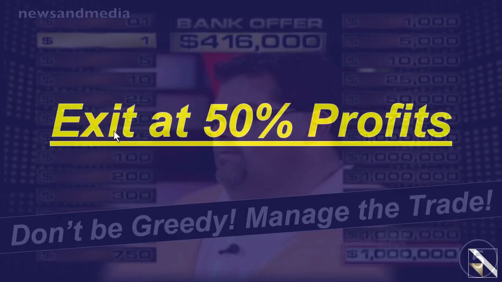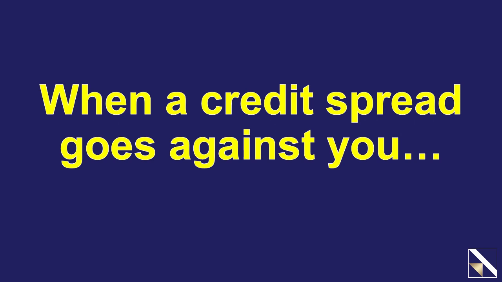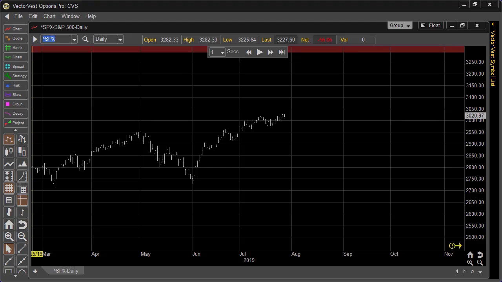Now, we talked last week about not being greedy, taking profits at 50%. We're going to do the same thing for these S&P 500 trades. Now, when a credit spread or these S&P trades go against you, you have to have a plan in place ahead of time and be prepared to act. Okay, so let me show you a little bit of how this works. I want to show you an example of a trade last year that didn't quite work out very well.